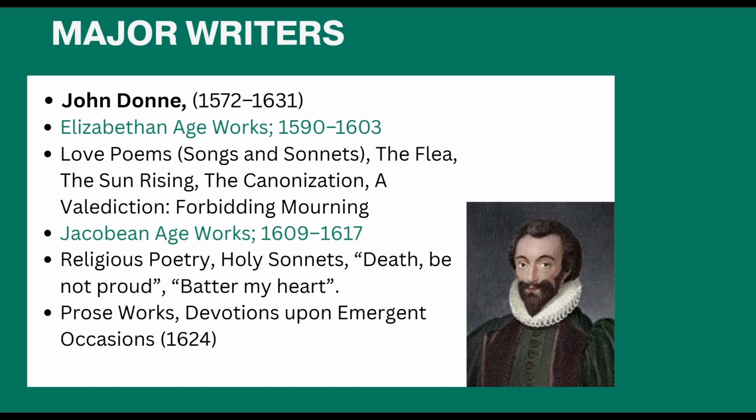Next, we have the metaphysical poet John Donne, from 1572 to 1631. In the Elizabethan period, he wrote love poems like The Flea, The Sun Rising, and A Valediction: Forbidding Mourning. In the Jacobean period, he wrote religious poetry, especially the Holy Sonnets like Death Be Not Proud and Batter My Heart. He also wrote prose, which is Devotions upon Emergent Occasions.